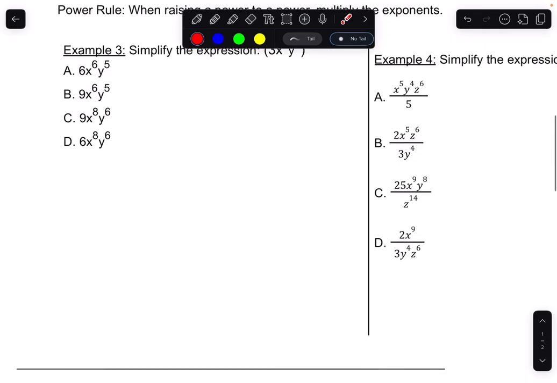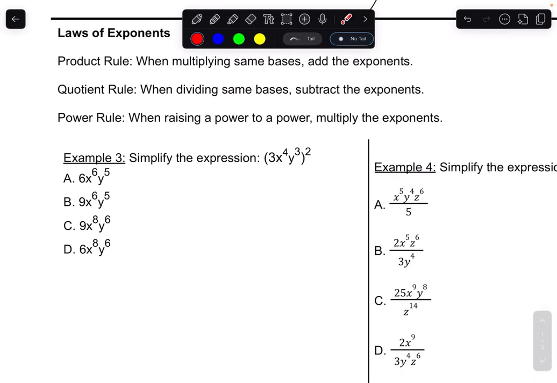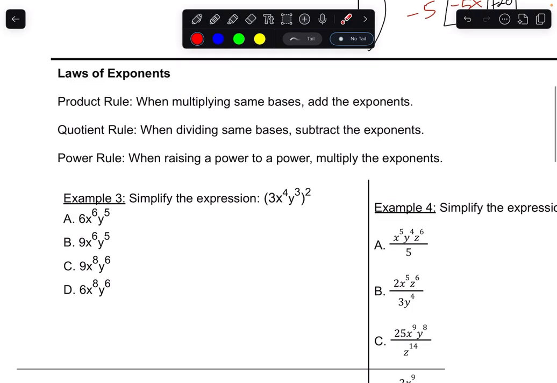All 3 methods will always work. You just got to pick. That's where the practice comes into play. All right, number 3, simplifying expressions. We have exponents. So there's a couple things happening here with your exponents. Product rule, quotient rule, and power rule.